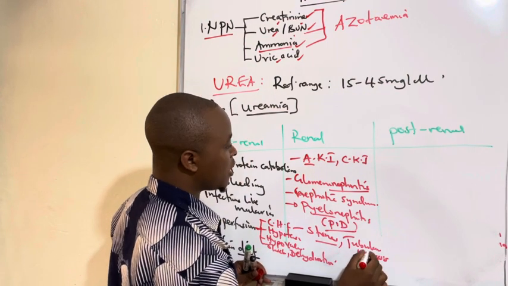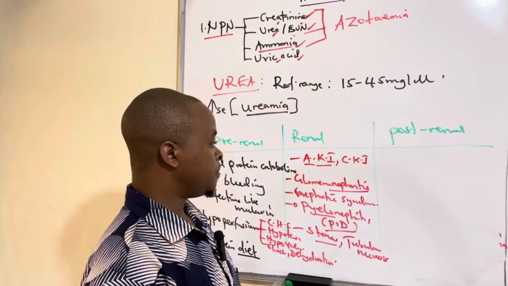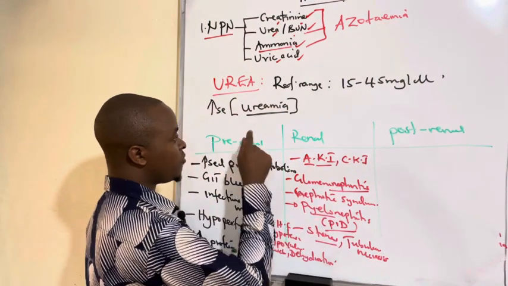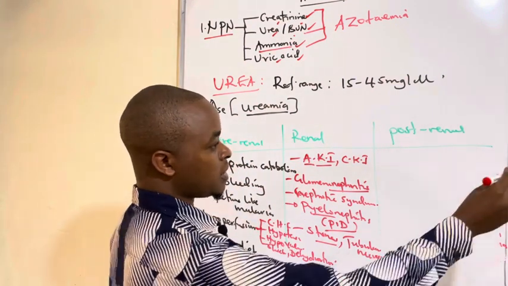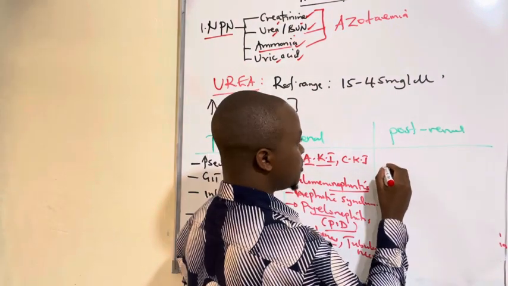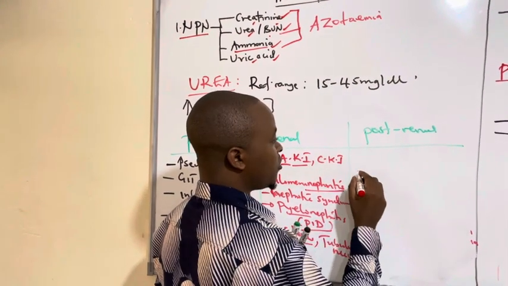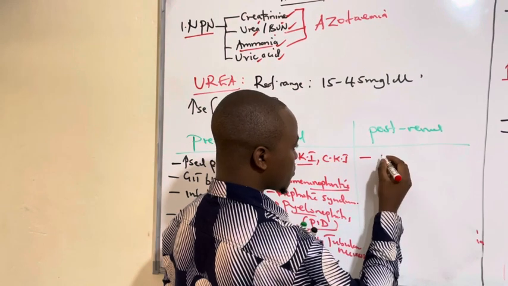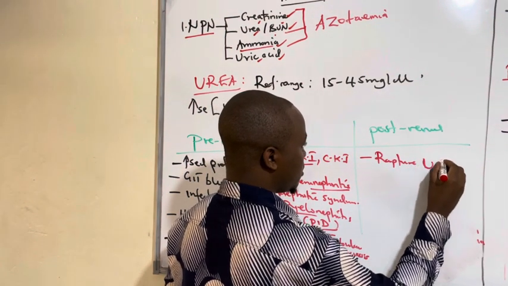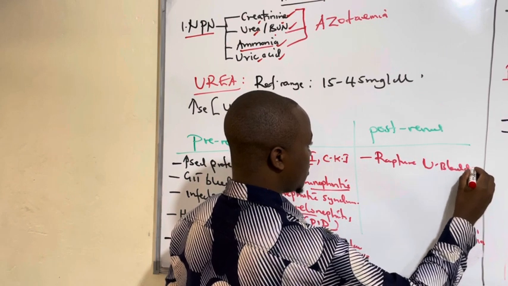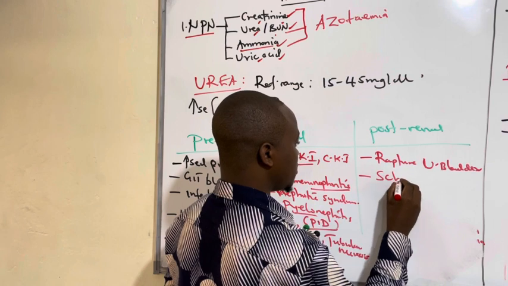And this acute tubular necrosis is the one that can result in acute kidney injury. So these are the renal causes of elevated urea. Then the postrenal causes remain the same, whereby postrenal is any disease that causes obstruction of the urinary flow, whereby we saw rupture of the urinary bladder. Rupture of the urinary bladder, we can see urinary schistosomiasis.